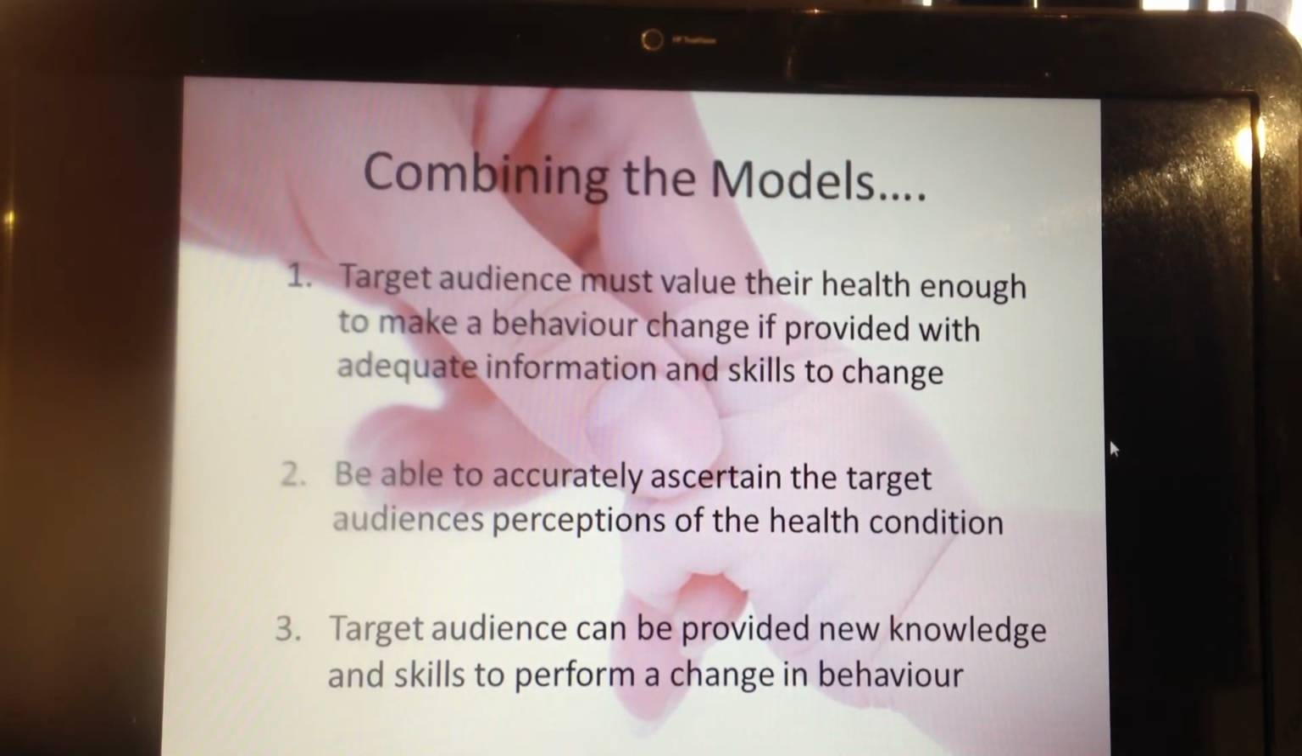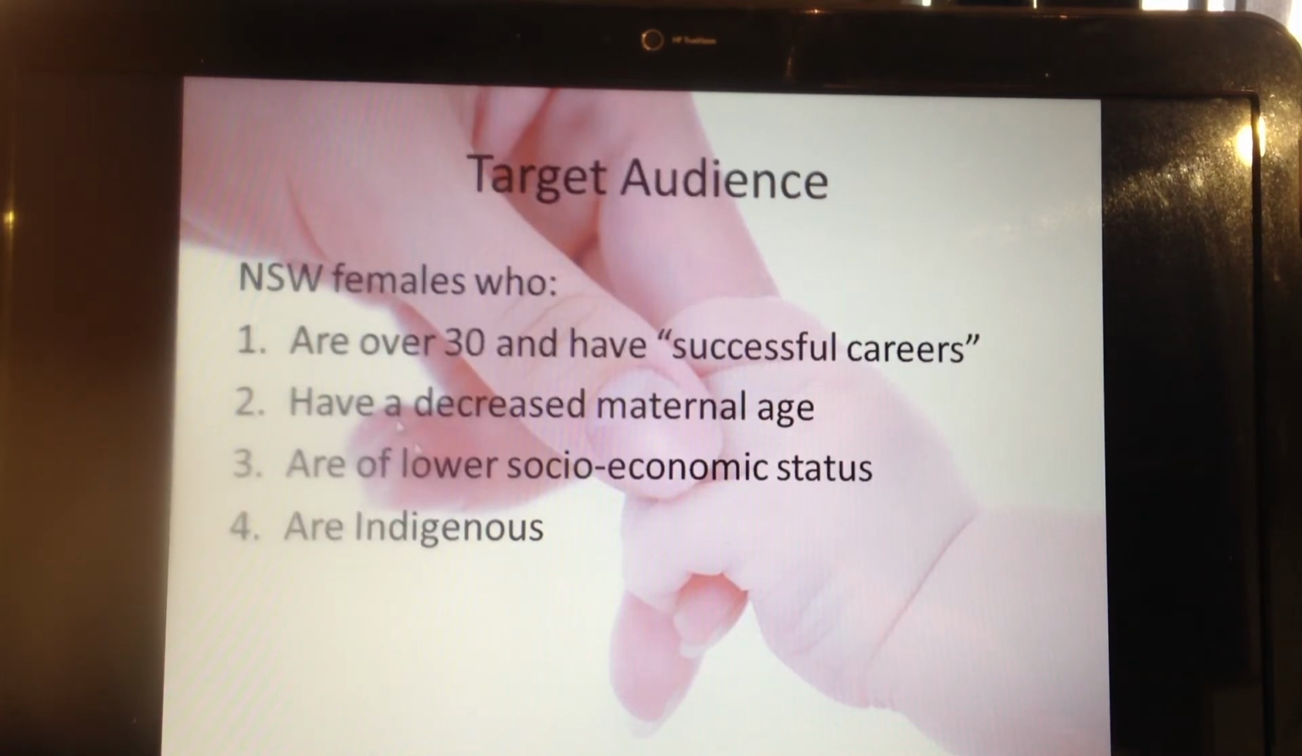Therefore, combining these two models, in order for our campaign to cause a meaningful change in behaviour, we must target the groups that first value their health, and then we must also be able to accurately ascertain the group's perception of the perceived susceptibility and severity of FAS. Only once we know this information can we assess whether our campaign can provide the learning of new knowledge that can reinforce behaviour change. And we believe that these four population groups possess elements that will allow our campaign to be effective.